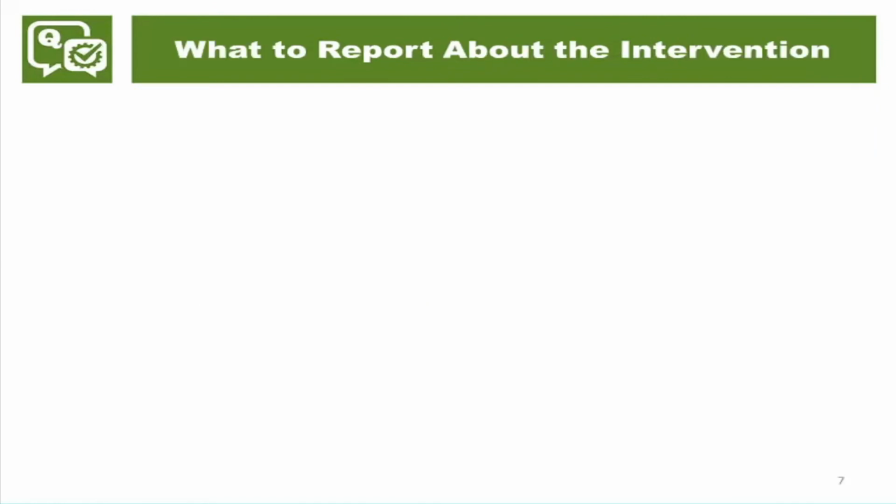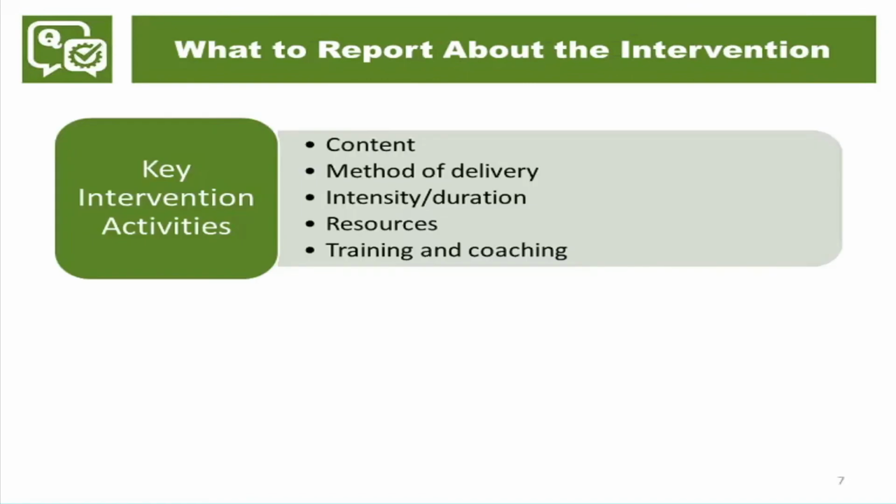We're going to start with what we recommend that you report about the intervention to help you get an accurate and complete review. So the first thing we want to be sure you talk about is the intervention program itself and what the key activities are that define that intervention. That includes things like the content of the activities, the method of delivery, the intensity and duration of the intervention, any resources that are provided as part of the intervention, and training and coaching for intervention participants. If you provide this information, it should give the reader a good idea of what actually is being assessed in the impact study.